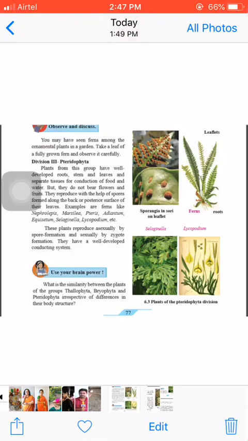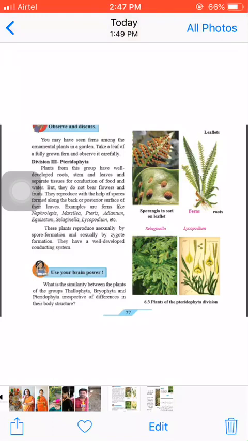First, conducting tissue is present. They have well developed stem, root and leaves. They reproduce by spore formation, and spores are located in the sporangium, and those sporangia are located on the posterior end of the leaves. All the plants of this division are very beautiful, and that is why we use these plants as ornamental plants.